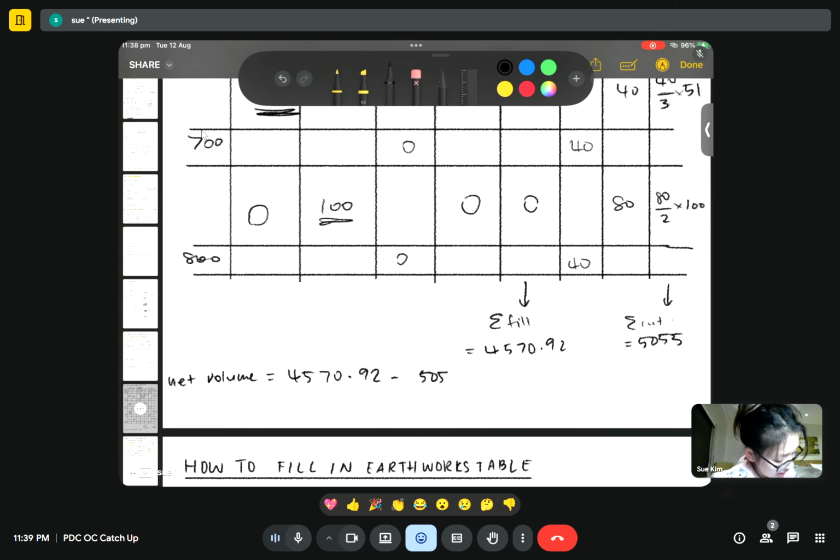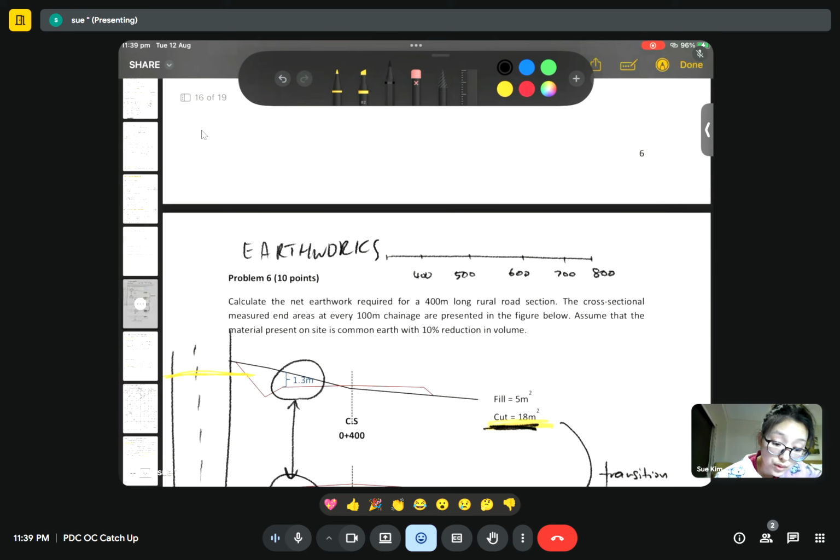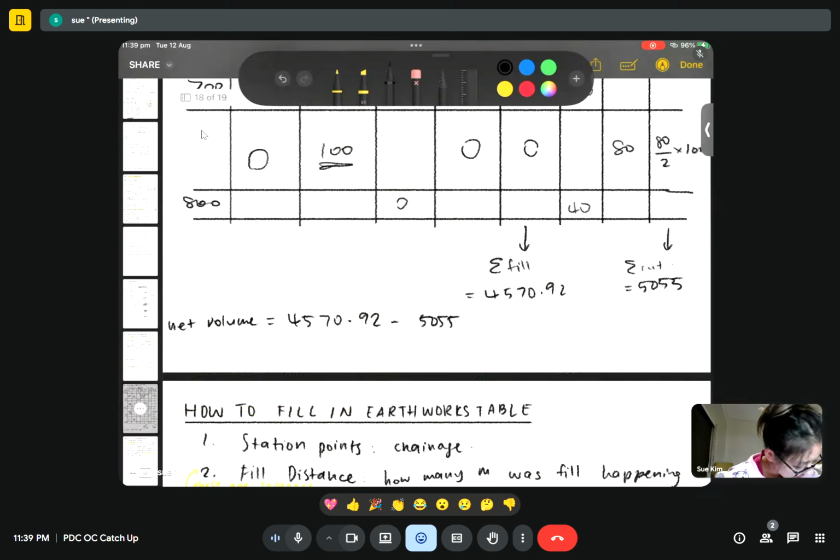But the only thing with the cut volume is that in the question, it told us that the earthworks has a 10% reduction in volume. So actually I have to reduce this by 10%. And I'm going to do that by multiplying by 90%. And I only do that to the cut volume because only the stuff that you dig up is going to reduce in volume, not the stuff where there's already a hole to fill in. The hole is not going to reduce volume.